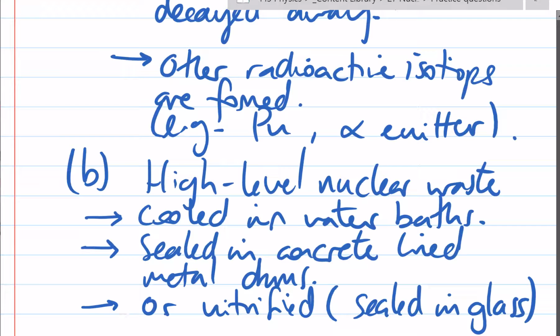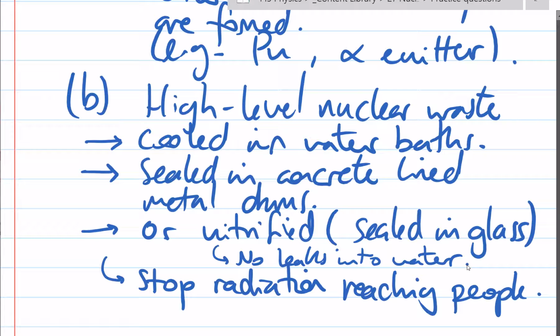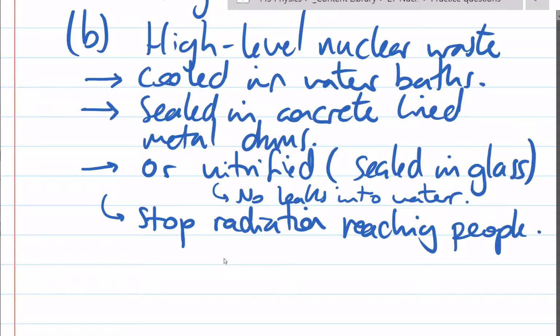Both of these stop radiation reaching people. The advantage of vitrification is no leaks into water. Okay, so if you're conscious of it leaking into your water supply, vitrification, which is done in some countries, is better. So you could effectively put it underwater and it wouldn't affect the water supply because it can't leave the glass.